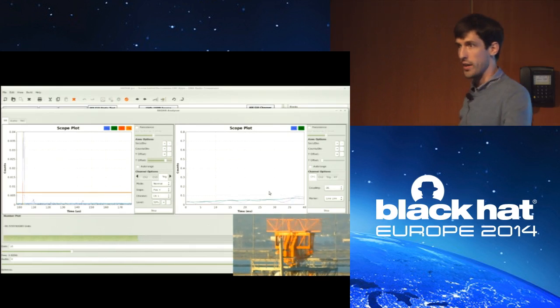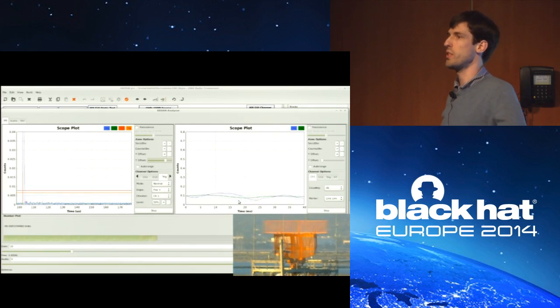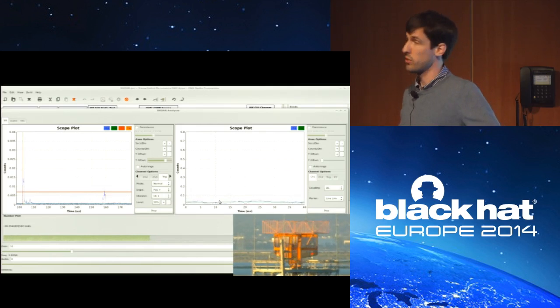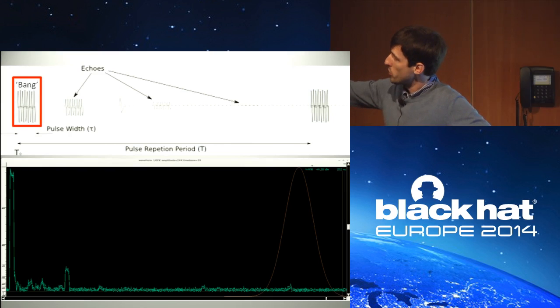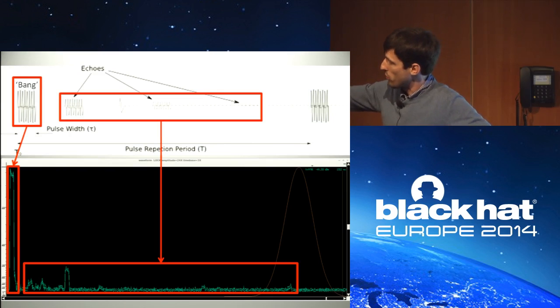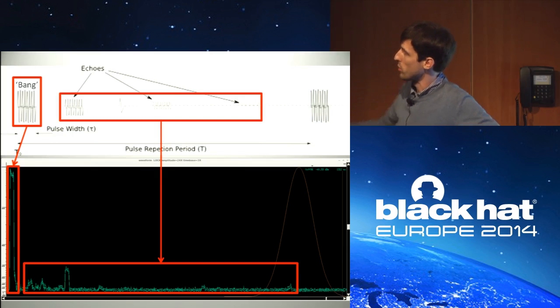I thought, well, they're actually returns off stuff. They're very close in, so it's just ground clutter. But let's take a closer look. Remember, I showed you this before. This was actually the signal that I was able to record. So you've got the bang there, and then you seem to have these weaker returns.